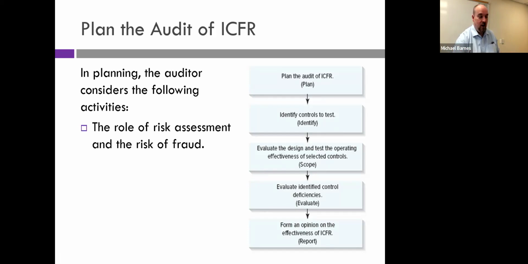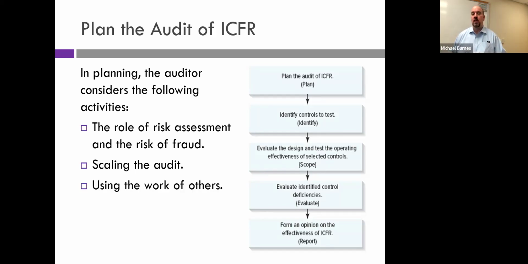Also, scaling the audit. Certain risks are going to be more prominent than others, so we need to understand what areas we need to focus on as auditors and what resources are required. And then finally, using the work of others. Presumably we're talking about the internal audit function, but this can go well beyond that if necessary. We want any level of detail that can provide us assurance. If we can rely on the internal audit function or other resources the organization has in place, we can use that to gain assurance about the controls that are in place.